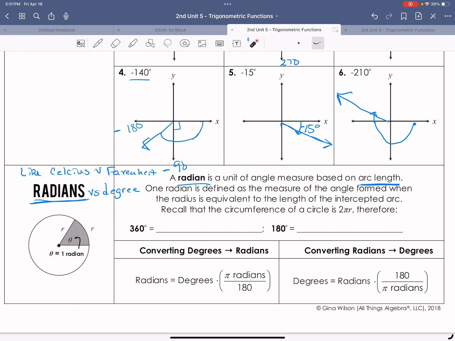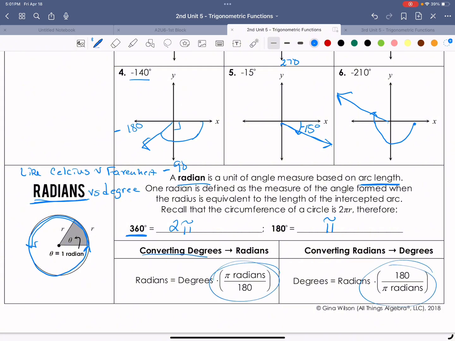So we're going to have to convert, and there are simple ways to convert. But first let's realize that 360 degrees is equal to 2 pi, and 180 degrees is equal to 1 pi. The measurement in radians all the way around a circle is 2 pi. Halfway around the circle is 1 pi. Now when we convert, here's our formula.